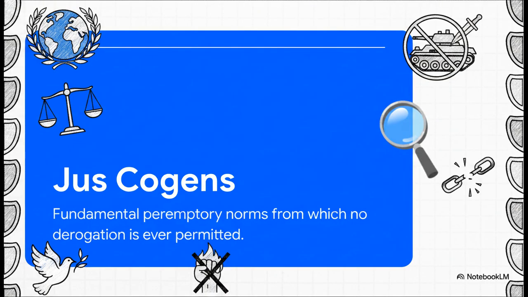Now I want you to sear this next Latin term right into your brain. Jus cogens, or peremptory norms. This is literally the absolute highest level of contemporary international law. We're talking about fundamental norms accepted by the entire global community from which no derogation is ever permitted. Think absolute prohibitions against aggressive war, genocide, slavery, and torture. If any treaty or state action conflicts with a jus cogens norm, it is automatically null, void, and totally illegal from the very start. No exceptions.